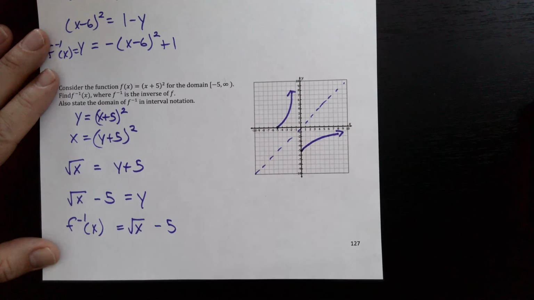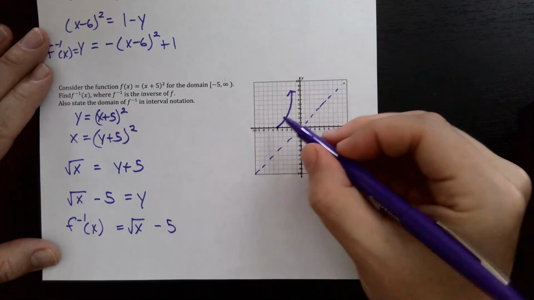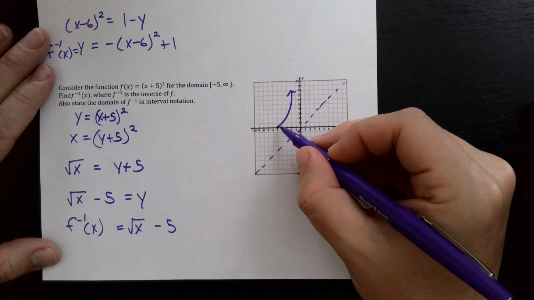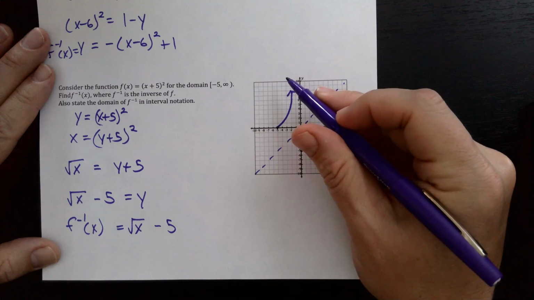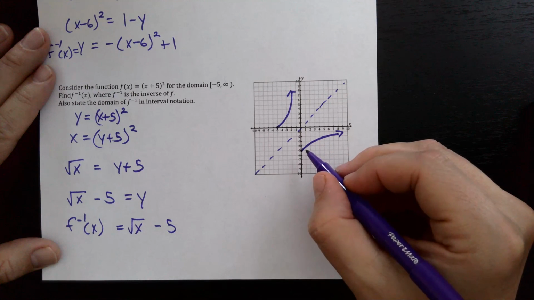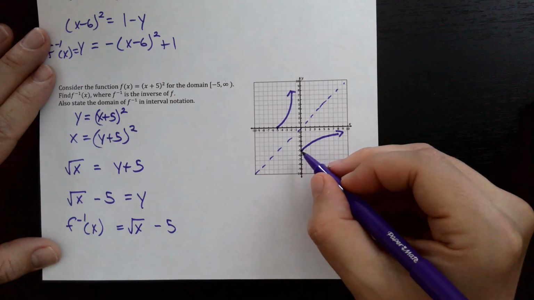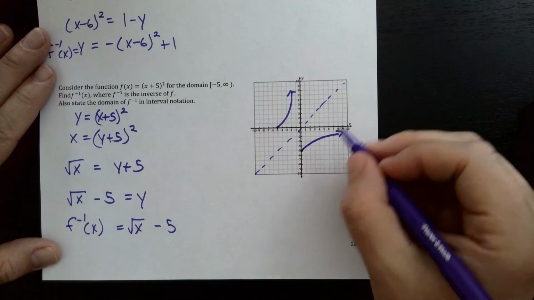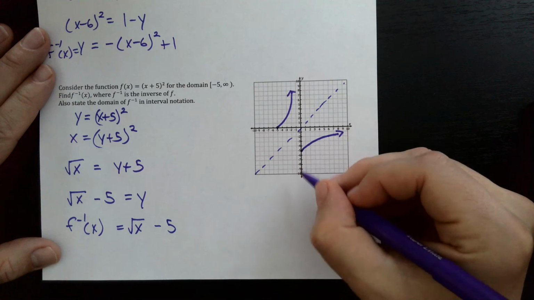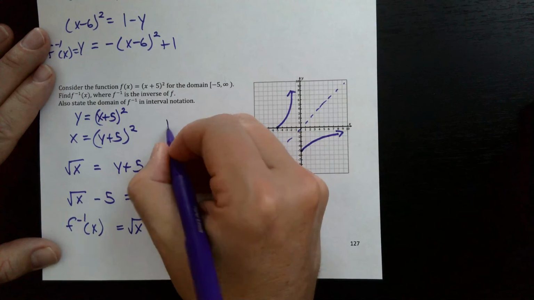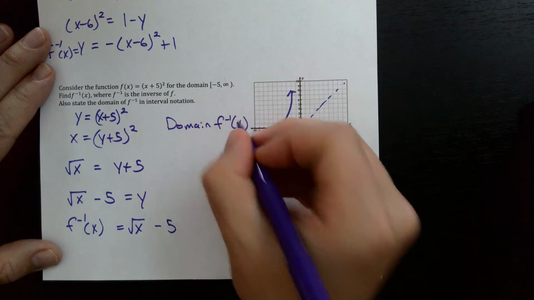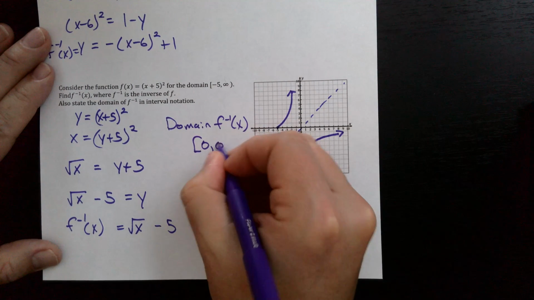So we've got it. So the domain of the original function was from -5 to infinity. The range of the original function was from 0 to infinity. So that means the range of this new function is going to be from -5 to infinity. And the domain of this new function is going to be from 0 all the way over to infinity. So the domain of f inverse of x is from 0 to infinity.